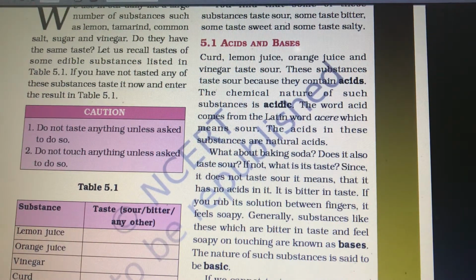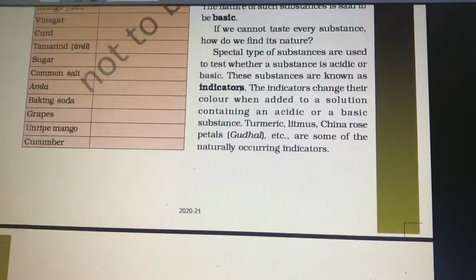Then we have baking soda. It also has a taste but that is bitter. And when we rub it between the fingers, it feels soapy. Sometimes while taking a bath, the soap touches our tongue, then it also tastes bitter because it is also a base. So we cannot identify everything on the basis of taste.